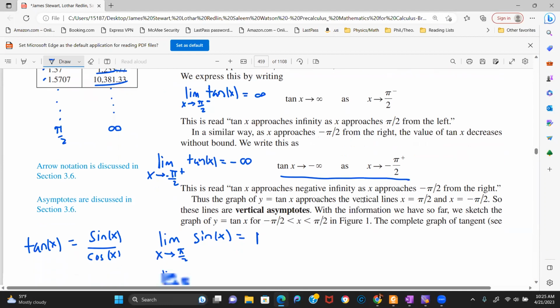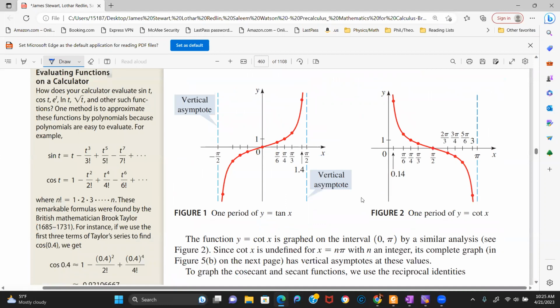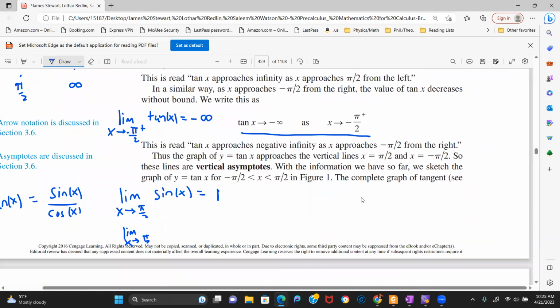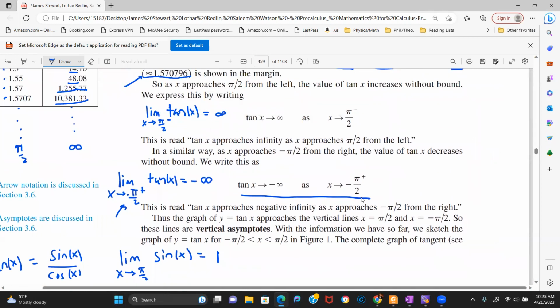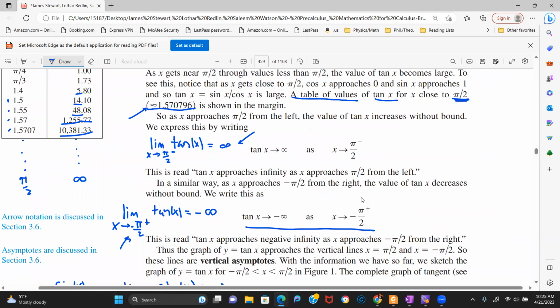So let's look at this graph and try to figure out why this is the graph. We're just going to look at this one for now, tangent. So we have our vertical asymptote here, pi over 2, and this vertical asymptote over here, negative pi over 2. And we know what the graph should look like when you get really close to it, based on these calculations, which I justified for you using this table and using the limit calculation in the OneNote document.